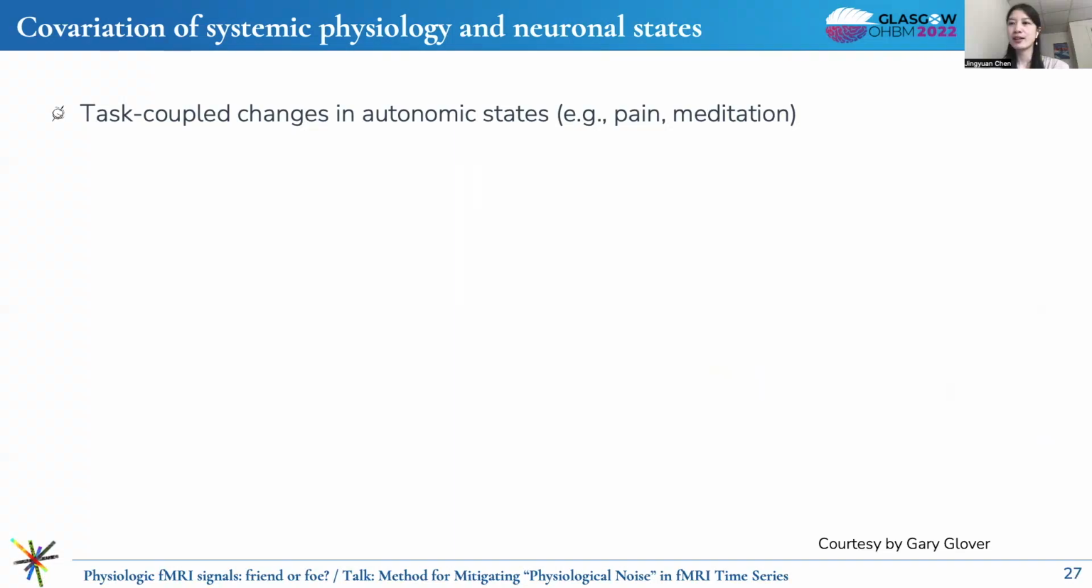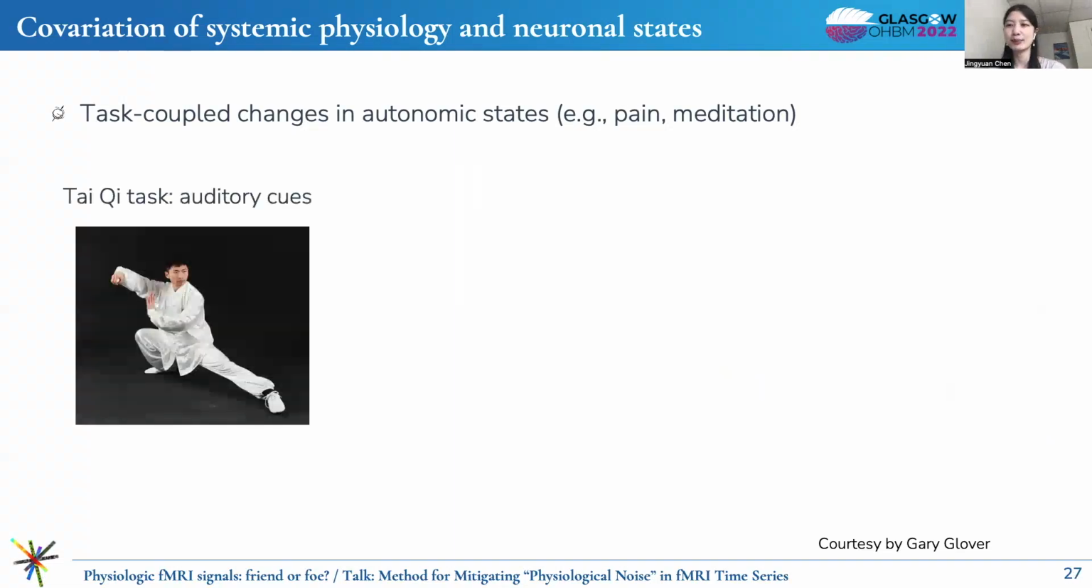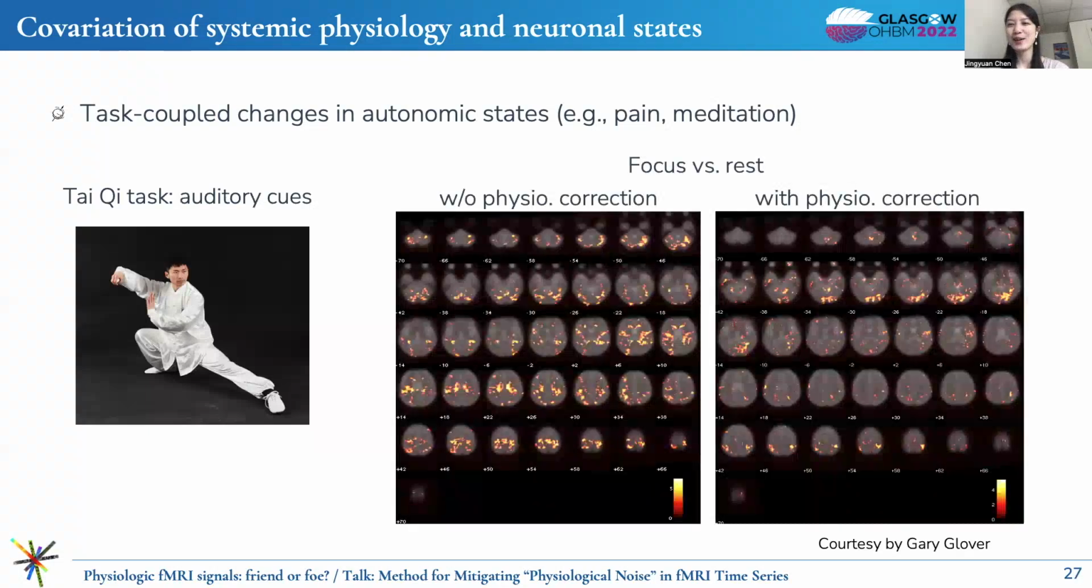And sometimes the task is also designed to heavily engage the autonomic nervous system. For instance, here is an example that studies the brain activation when Tai Chi masters concentrate on their Qi. And in this case, there is a tight coupling between breathing and the task. So most of the neural activation is gone if you perform the physio noise correction. So we should be very careful with physio noise correction in all these kinds of studies, including pain or meditation.